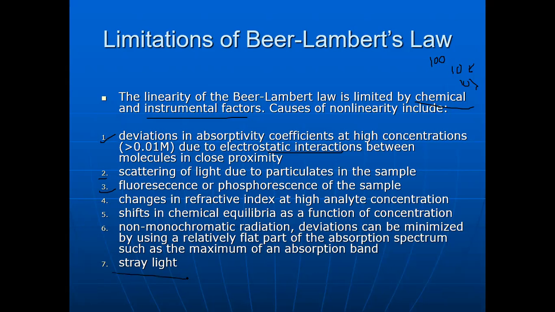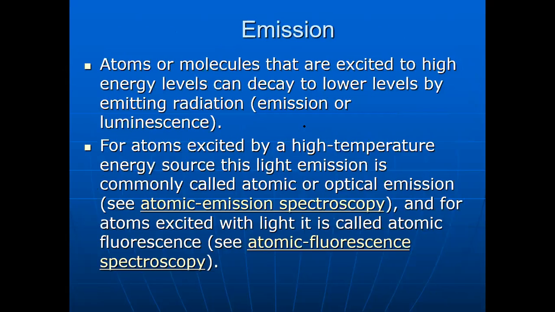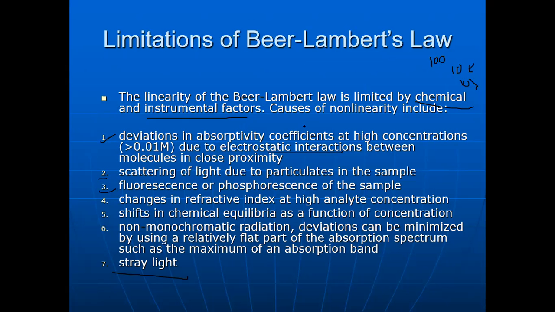And stray light means deviation from the original light. The original light source may get some light from another source also. Sometimes the sample itself may emit some light. So like this, we have some limitations in Beer-Lambert's law. These are very small limitations, but with very careful analytical management, we can overcome this problem. So this is up to absorption spectrophotometry.